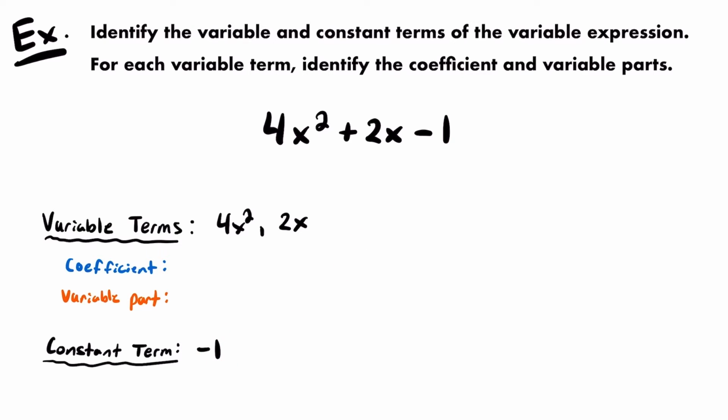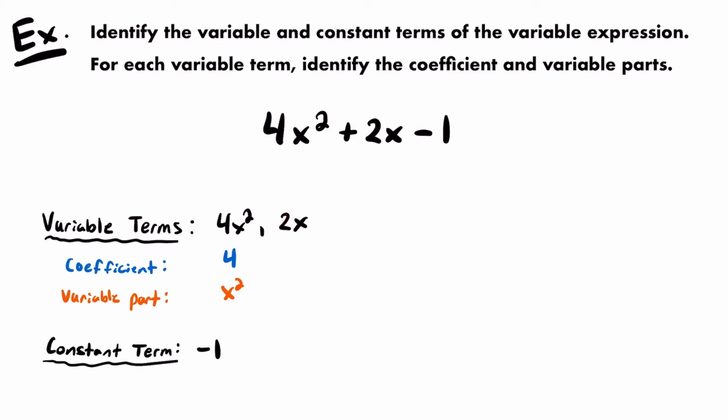All right, so now we've identified the variable and constant terms of our variable expression, but now for each variable term, we want to identify the coefficient and variable parts. And so here's what that means. The coefficient of a variable term is simply the number in front of any variables. All right, so for 4x squared, the coefficient is 4. It's the number in front of any variable part, which in this case would be x squared. It doesn't matter that x is being squared, that would be the variable part of that variable term. So the coefficient is 4 and the variable part is x squared.